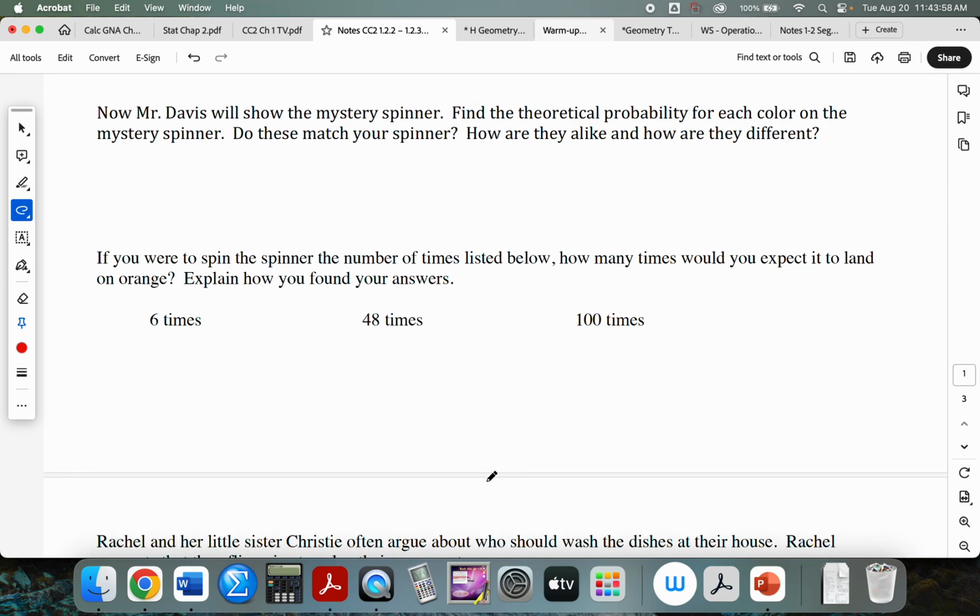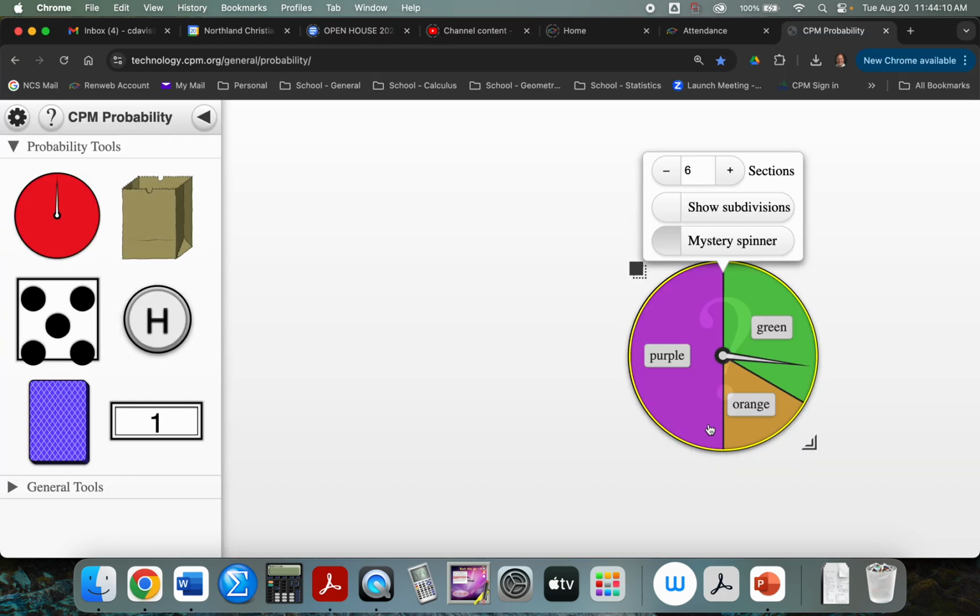So, on the actual spinner, what percentage was orange, or what fraction was orange? Well, let's look again. 13, 48. No. Oh, on the actual. Let me show the subdivisions and it'll be easier to see. This is divided into 6 parts, and 1 part is orange. So that would be 1/6.